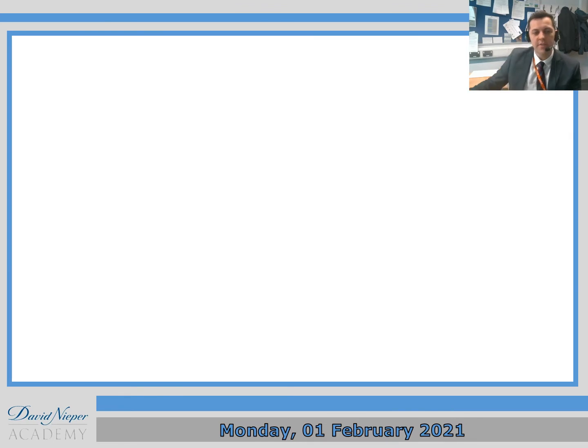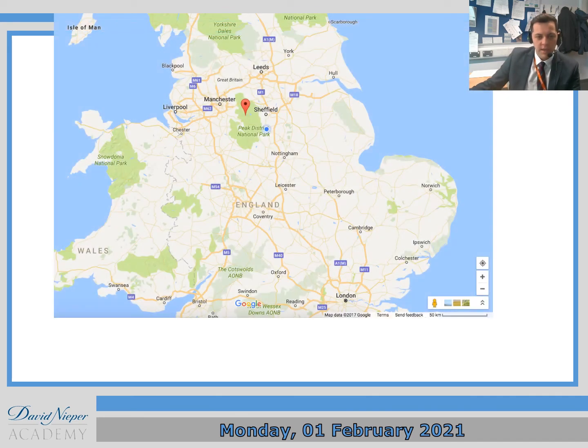Okay, so let's have a look at where Edale is, which is where the source of the River Noe is. If you have a look on the map here, the red pin is where the village of Edale is, and the blue dot is where school is. Okay, so I would like you to do two things.